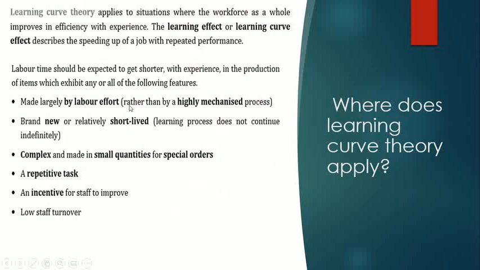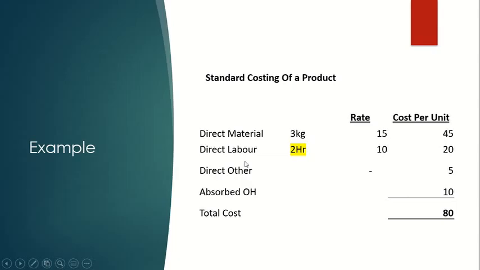But when you are going from this method to other methods, we can learn it easily, right? So standard costing of a product I have explained earlier. Here you can see learning curve theory will be applied only for this labor related cost item. In this example, only for direct labor. If other direct costs are also linked to labor hours, they also will get impacted.